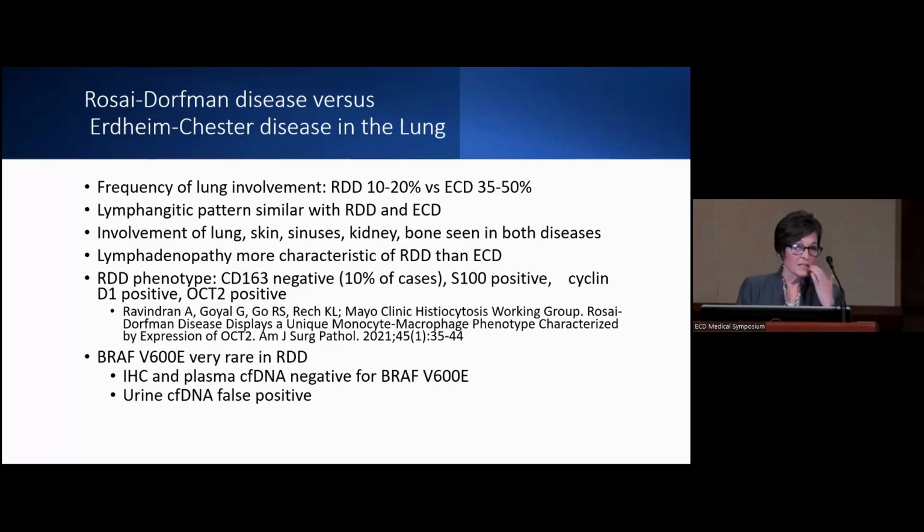Maybe another clue that, if the original diagnosis had been made correctly, that might have been a clue that the urine cell-free DNA study was incorrect, because BRAF V600E mutations are very rare in RDD. And subsequent plasma cell-free DNA in this case was negative for the BRAF V600E. So I welcome any questions that you may have.